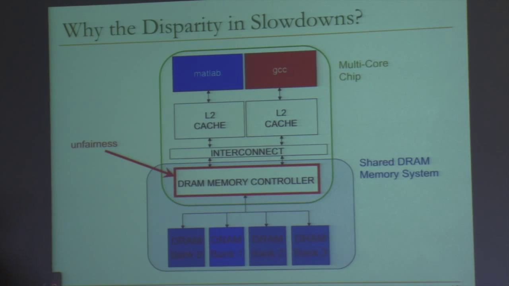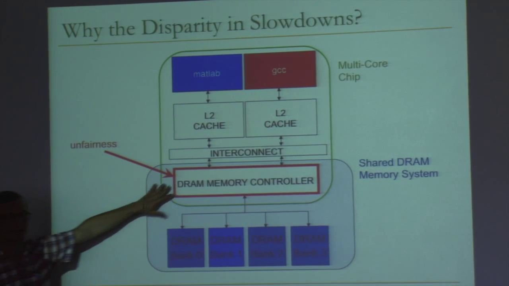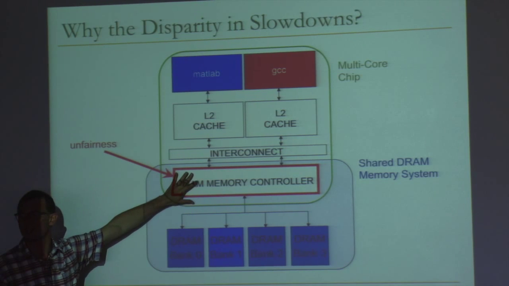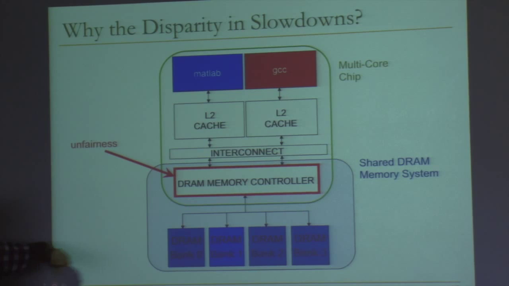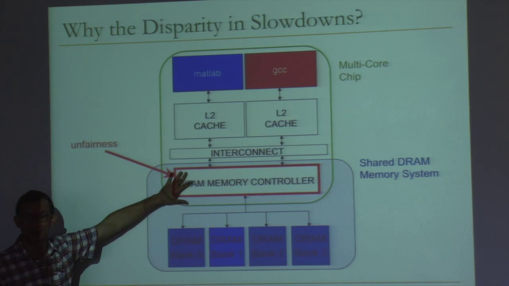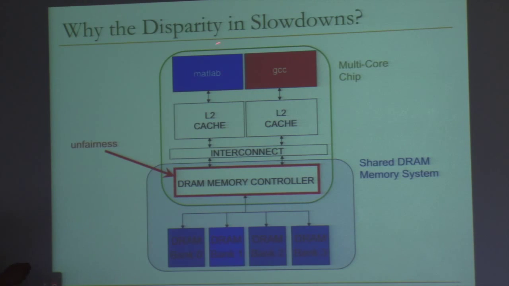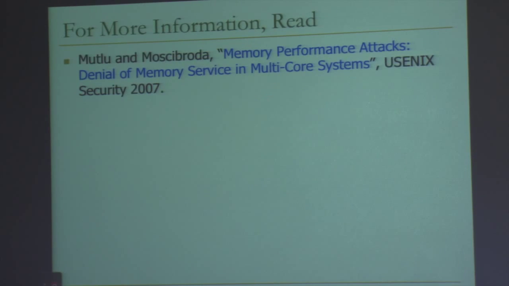Now, you remember the policies from 740 or 447. Many controllers today prioritize row hits over row misses and conflicts to minimize DRAM latency and maximize DRAM throughput. And as a result, you get this unfairness. Many controllers also prioritize older requests over younger requests. As a result, if an application is generating lots of requests, its requests appear older to the memory controller. So you have an unfairness problem, and we actually worked on this.